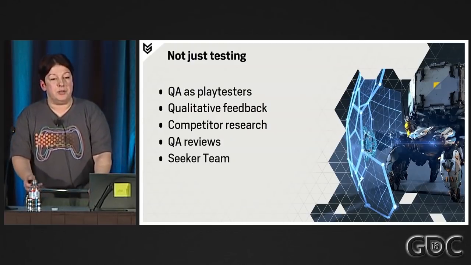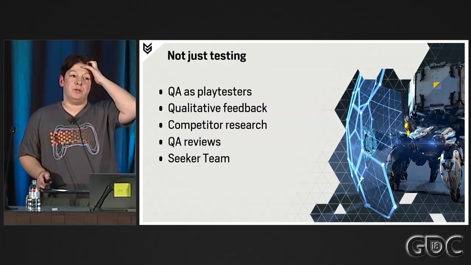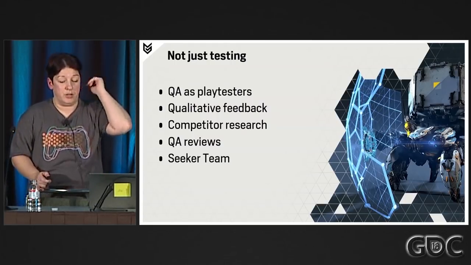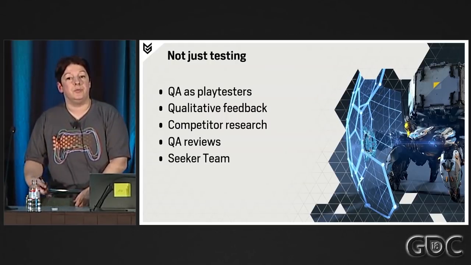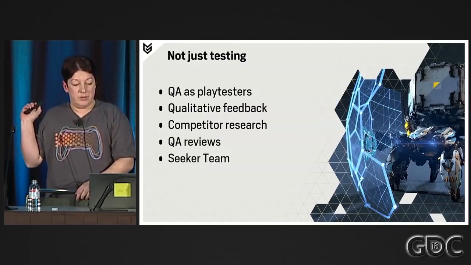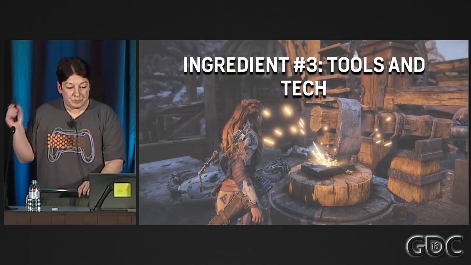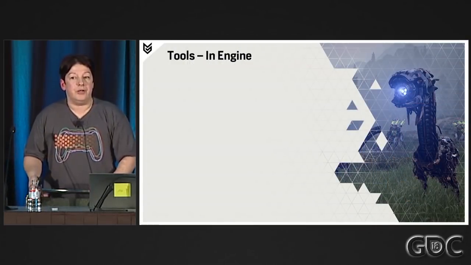So we talked about strategy and people. So I would like now to dive into the tools and technology that we used to improve our testing and that our QA teams used during the project. This might become a little technical. So to start with, our in-engine tools.